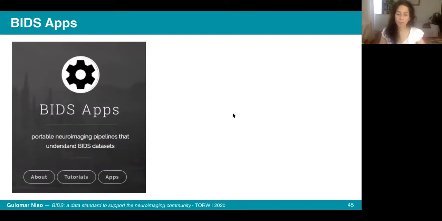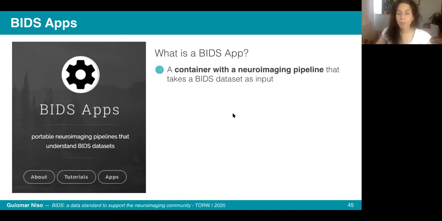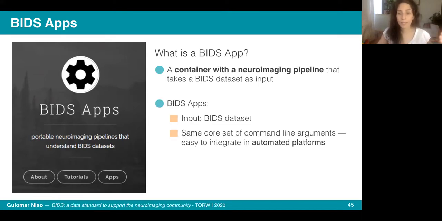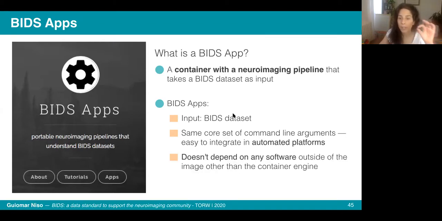There's another part of BIDS, which is the BIDS app. And what's a BIDS app? A BIDS app is just a container with a neuroimaging pipeline that takes a BIDS dataset as an input. So the input is a BIDS dataset, and it has the same core command line arguments. So it's easy to integrate in automatic platforms. So it doesn't depend on any software outside the container.